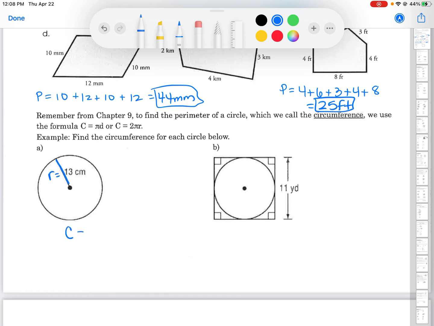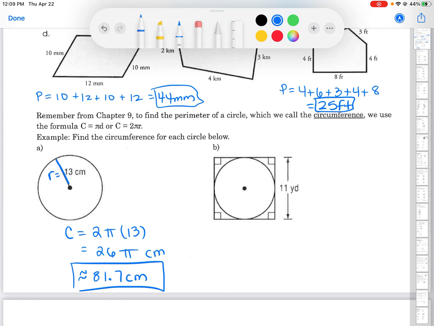So our circumference is going to be 2 times pi times r. That's 26 pi centimeters to be exact, or we can use the pi button in our calculator, and that's going to give us about 81.7 centimeters.